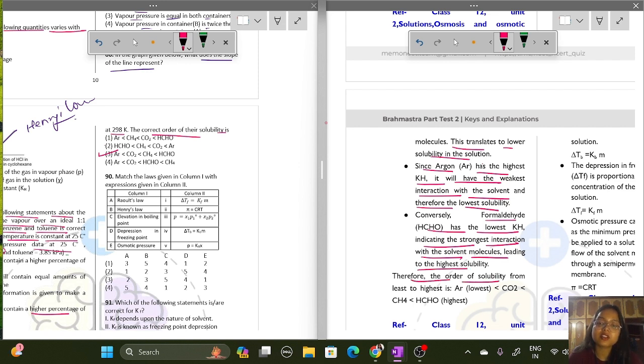Therefore, the order of solubility from least to highest is this. Option number 3 is the correct order. Okay.